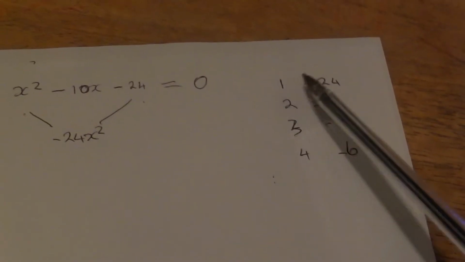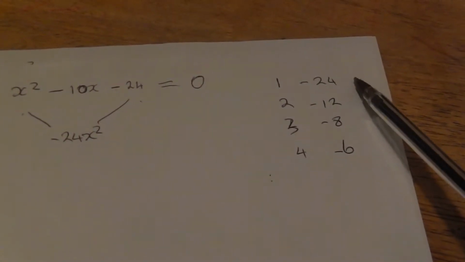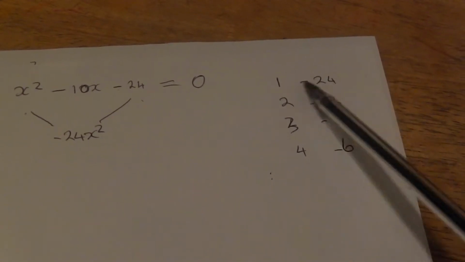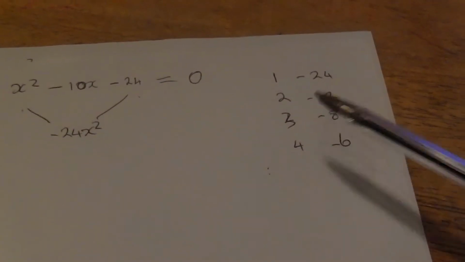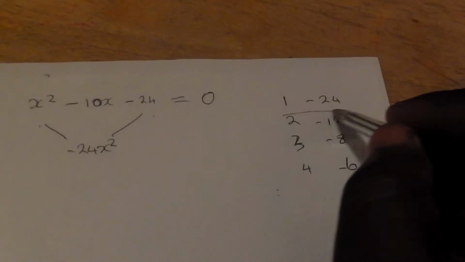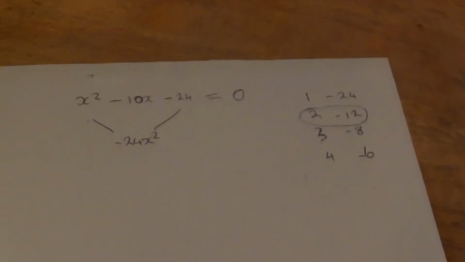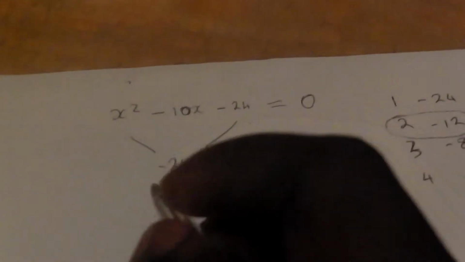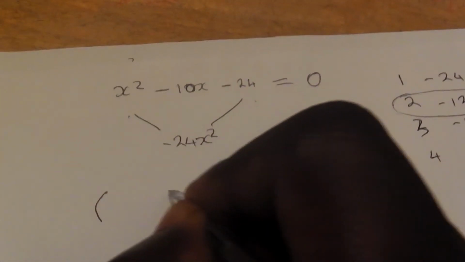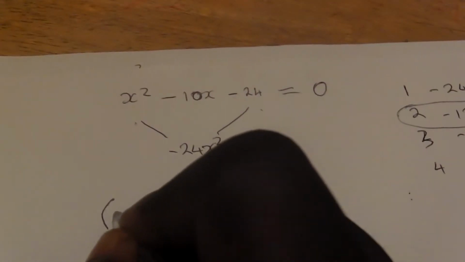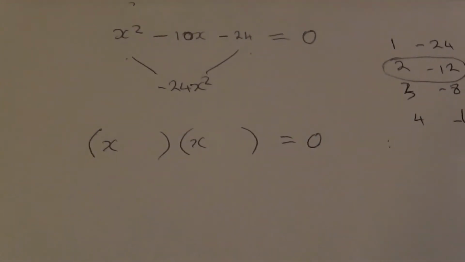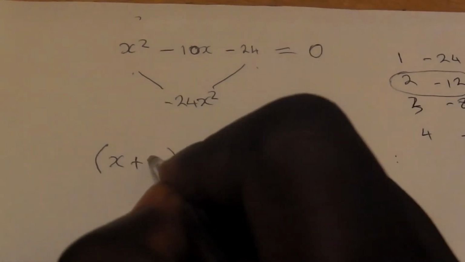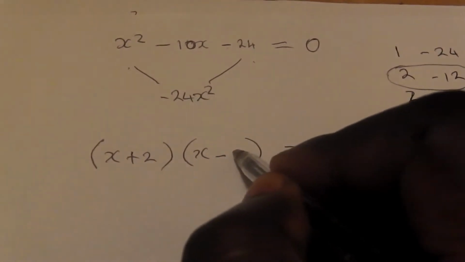So here if you say 1 plus negative 24, we get negative 23, so it's not the one. And then the next one here, if you say 2 minus 12, we get negative 10. So these are our set of factors. And then we put those two brackets, and our first x here and another x here, this is equal to 0. And then now we put our factors. So this will be plus 2, this one will be minus 12.